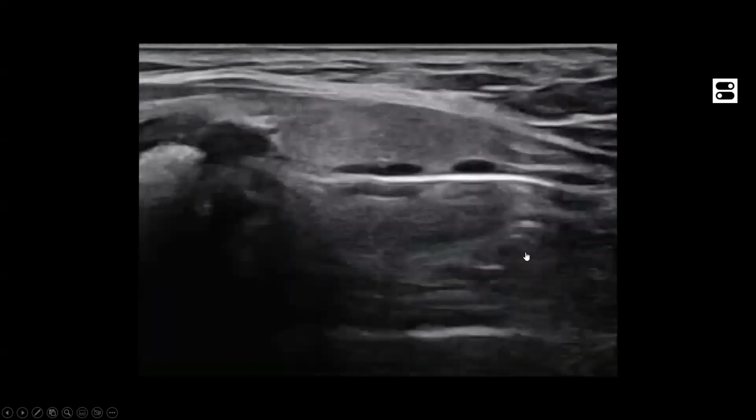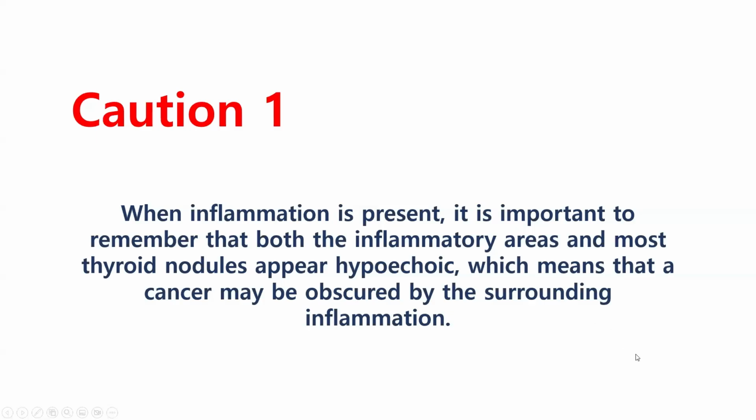When inflammation is present, it is important to remember that both the inflammatory areas and most thyroid nodules appear hypoechoic, which means that a cancer may be obscured by the surrounding inflammation.